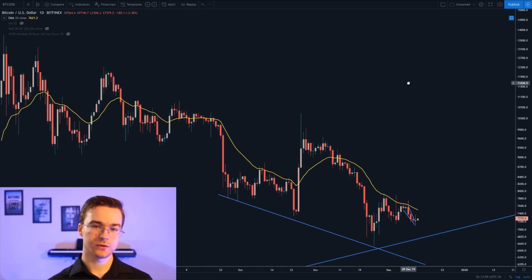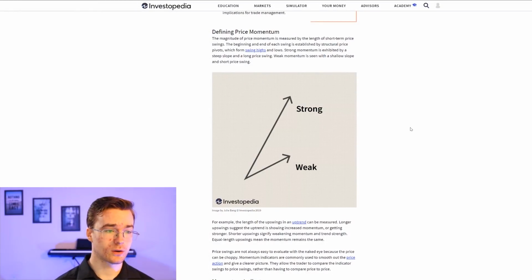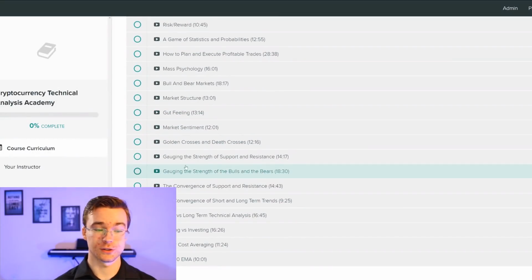Let me show you something. While I was researching for this video, because there's like 100 million types of RSI divergence, I found an Investopedia article talking about price momentum. And this right here is what I wanted to show you. Defining price momentum. I've talked about this in videos recently, guys, about the strength of a trend. It's very important that you understand how strong or weak the trend is. You might call it the strength of the bulls and the bears.